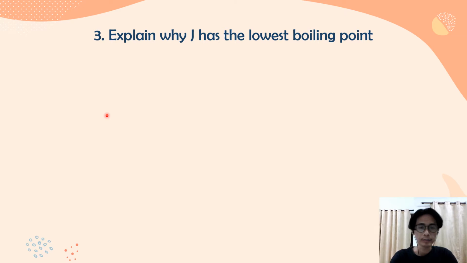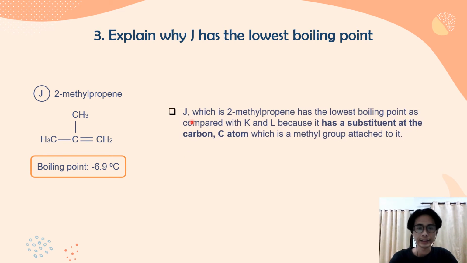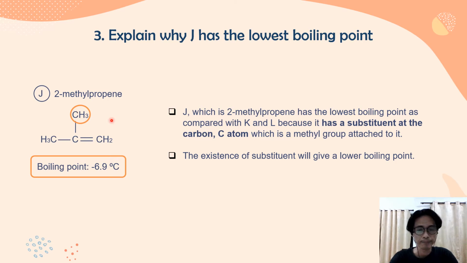Okay, so another part of the question is that it asks why J has the lowest boiling point. The reason why J is the lowest boiling point is because J, which is 2-methylpropene, has the lowest boiling point as compared with K and L because it has a substituent at the carbon atom, which is a methyl group attached to it. As you can see right here, there is a methyl group, which is CH3. And because this methyl group exists there, the substituent will give the compound J a lower boiling point.